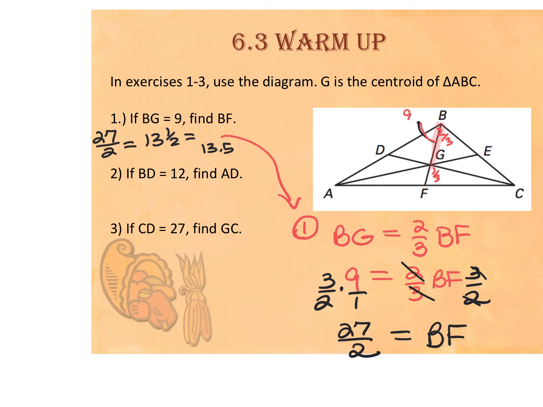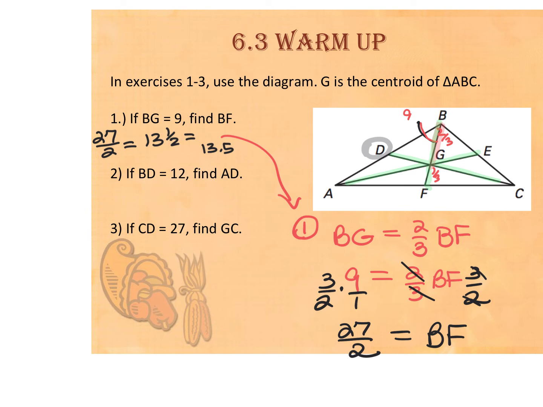All right, number 2. It's asking me to find the length of AD. Now, AD is not a median. It's asking me to find the length of AD. AD is not a part of the median. It's a side of the triangle. But if you recall, these are all medians here. So let me go ahead and go over them. All these green things are medians. And remember, the median starts at the vertex, and then it goes over to the midpoint of the opposite side. So over here, this point D that's right here is a midpoint.